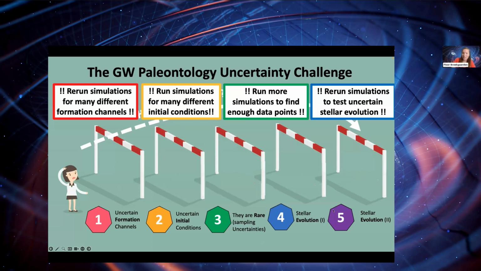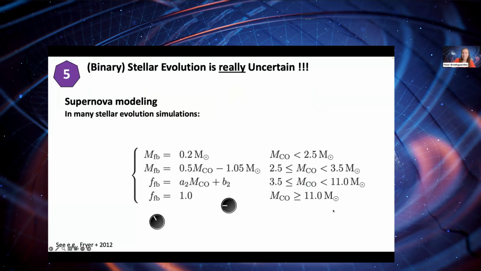Now, the fifth and maybe biggest barrier is that actually stellar evolution is really, really, really uncertain. So to give an example, to model a supernova, often in our simulation, it looks something like this. It's just a set of equations and parameterized prescriptions where we have to have some free parameters like the B2, like B sub 2 here. And then based on masses of stars that our code keeps track of, we assign it some final mass, like say black hole mass.